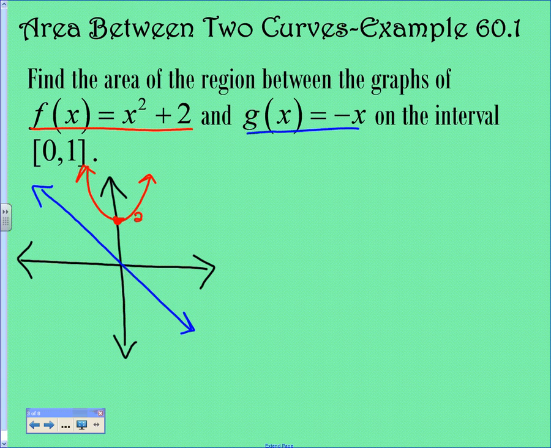Okay, so our interval is from 0 to 1. So there's 1. And we are looking for the area between the two graphs. So from 0 to 1, we're looking for that area. You see how that works?